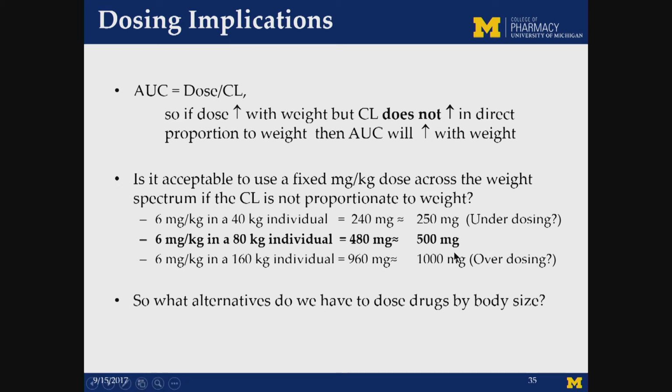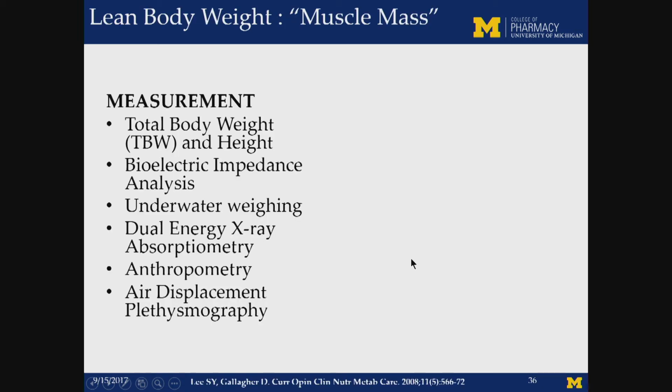We address this issue often in obesity by using another weight parameter. And so now let's discuss what those other weight parameters might be. One of those is lean body weight, which we often think of as a good metric of muscle mass. Now, measuring lean body weight is not as simple as we would think.